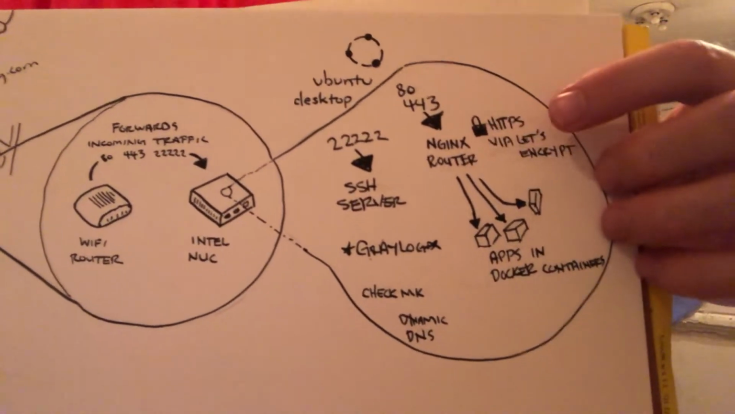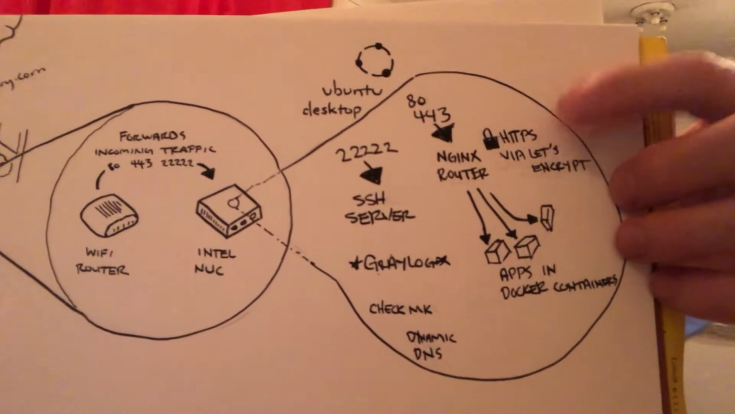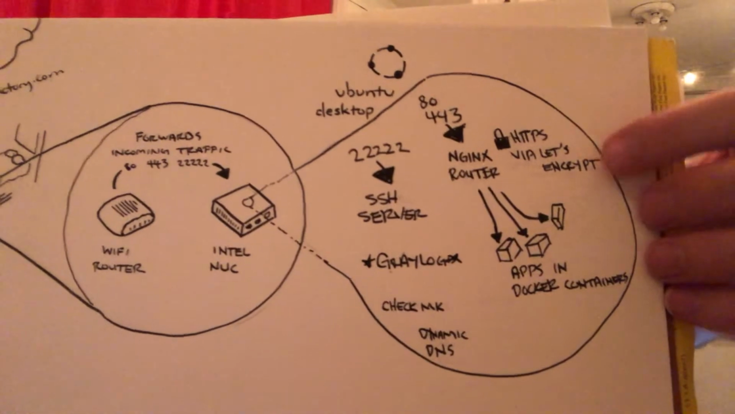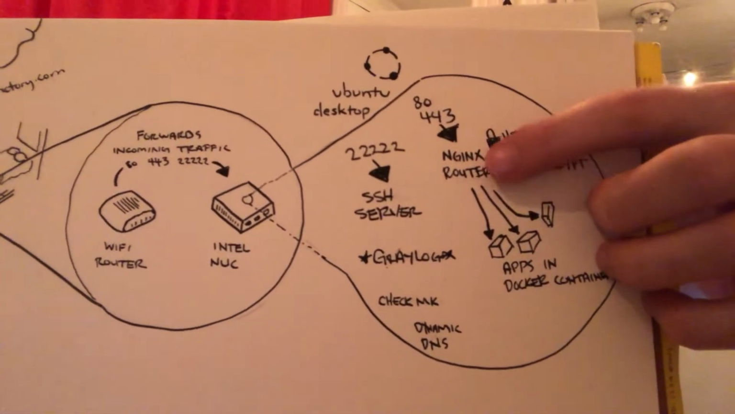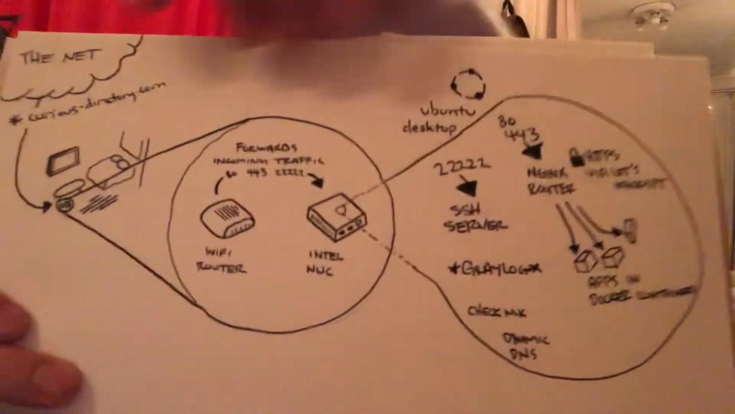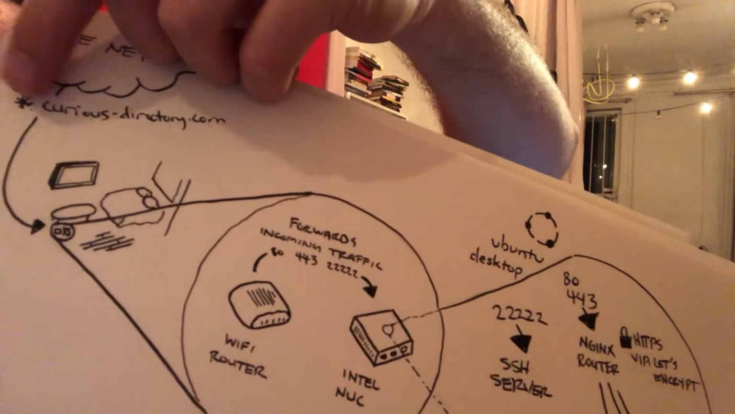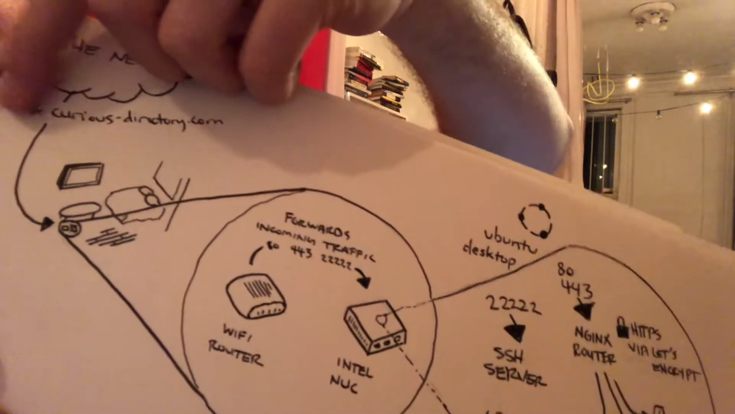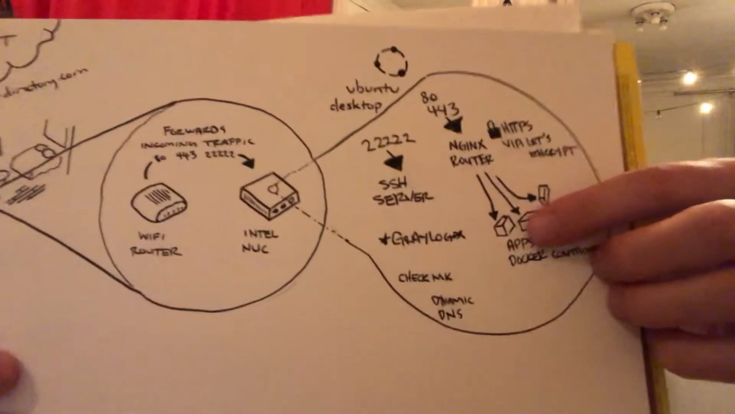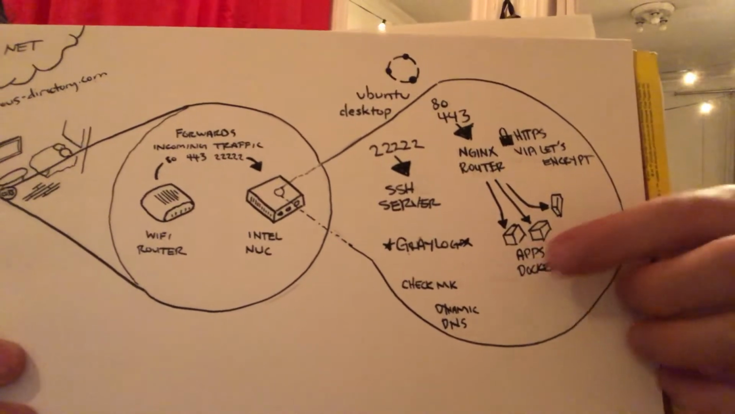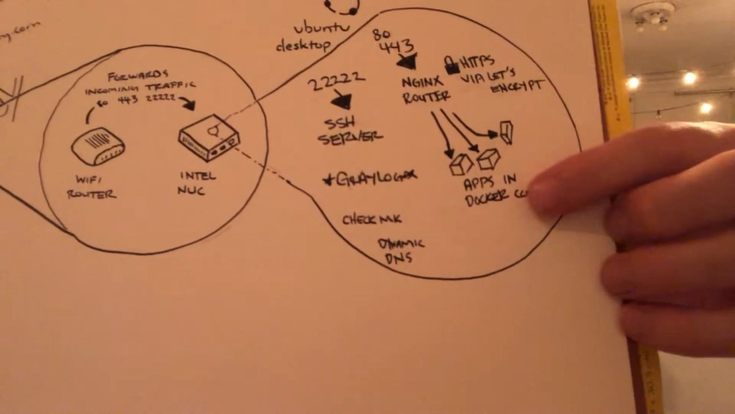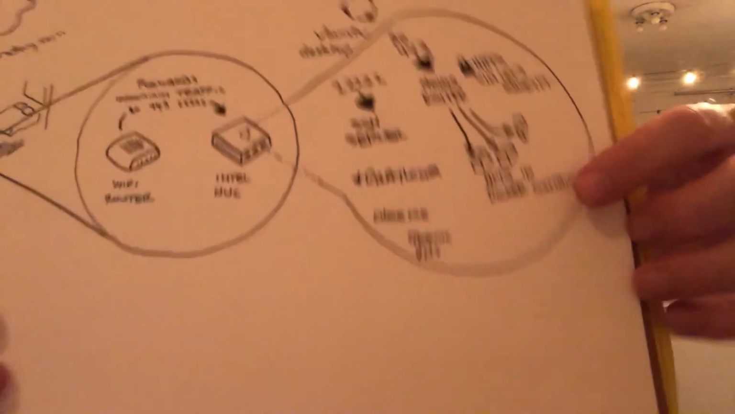And this router supports HTTPS thanks to Let's Encrypt certificates that we're going to set up. And the router also directs traffic to different applications on different subdomains. You'll see I have an asterisk here. So any subdomain will automatically resolve to my network here. So I can have multiple apps running on multiple different subdomains in Docker containers.